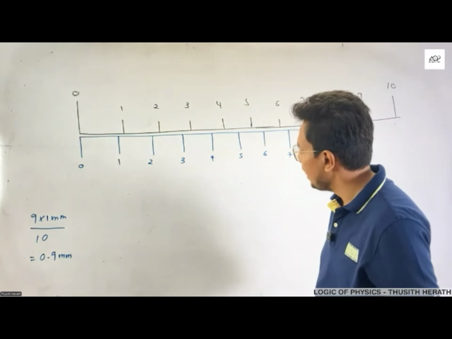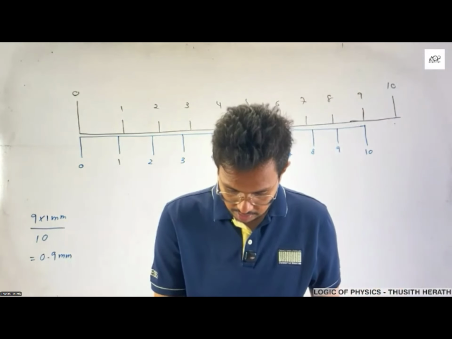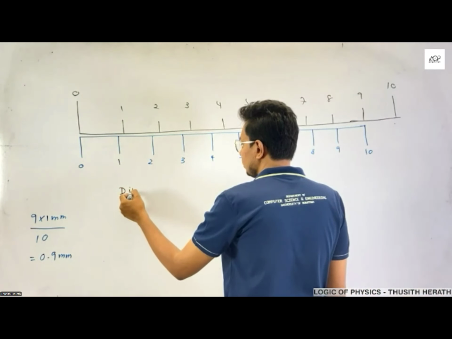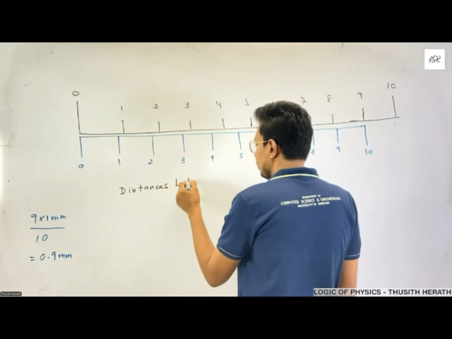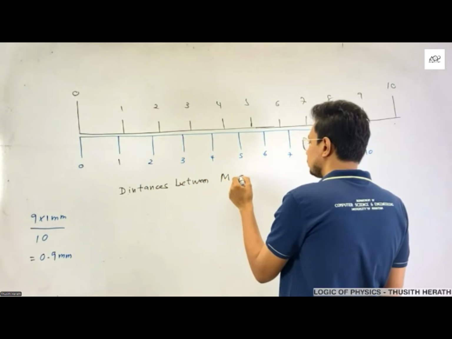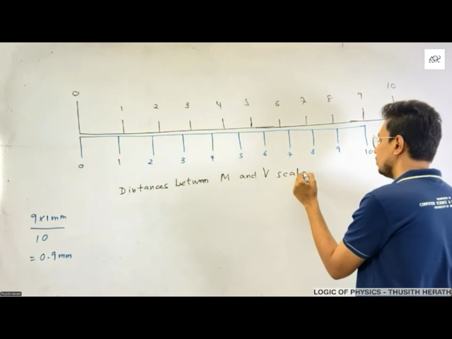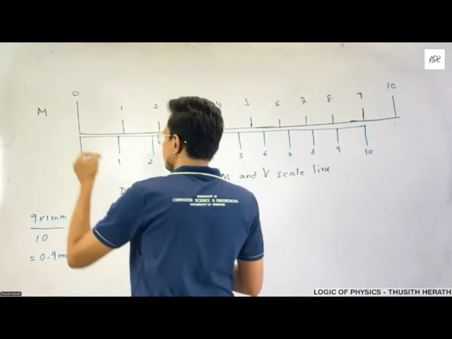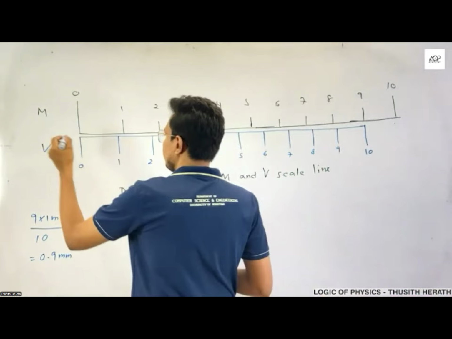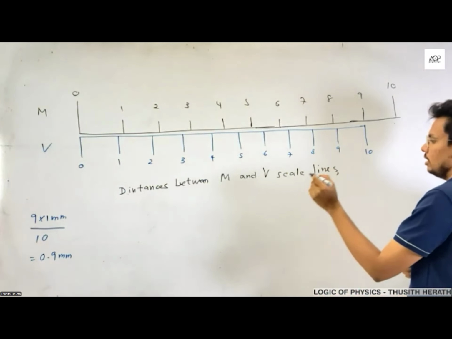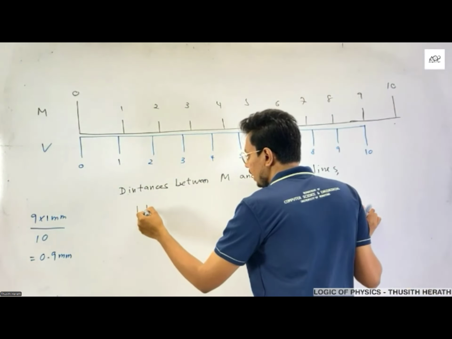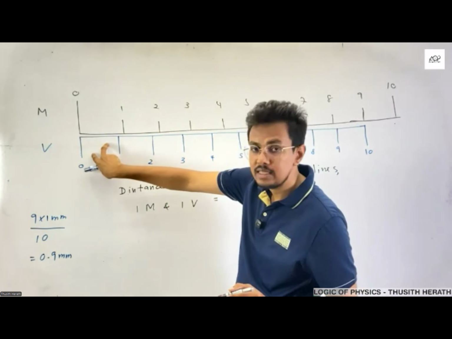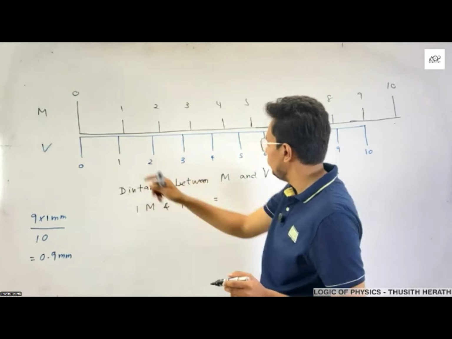So if we write down the gaps here, the distances between the main scale and Vernier scale lines. Here I take capital M for the main scale and V for the Vernier scale. So this is the main scale, this is the Vernier scale, right? Distances between M and V scale lines. So for 1 M and 1 V, what's the distance? This is 1 millimeter and a Vernier part is 0.9 millimeters, so this should be 0.1.